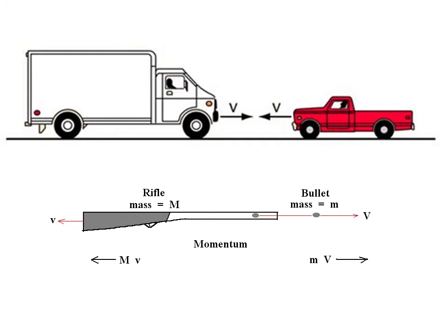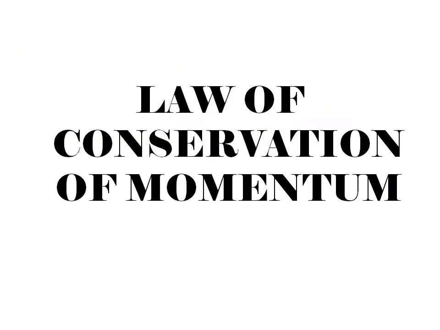The bigger truck had more momentum. If you've ever fired a rifle, it kicks back, but it doesn't kick back nearly as fast or with as much force as the bullet coming out the other side because the bullet has much less mass. Greater velocity, but less mass. Now, the two actually equal out. Law of conservation of momentum.